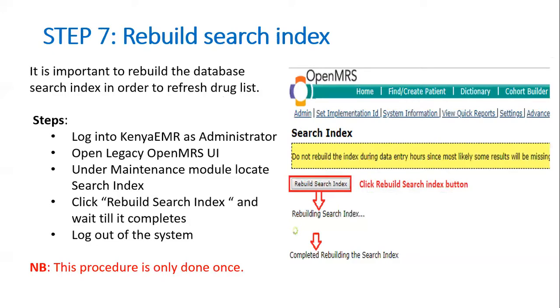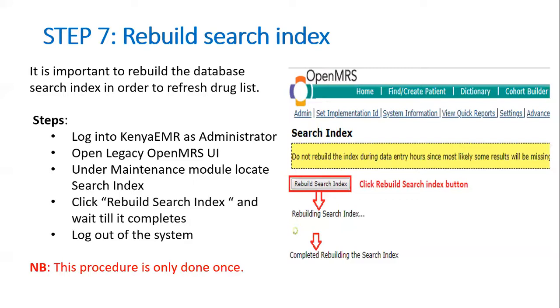So the second last step right now is to log into KenyaEMR and into OpenMRS so that we can rebuild the search index. When we do this upgrade, it affects the database structure, it affects the arrangement of the tables and the index within those tables. So what happens at this stage is that we need to rebuild the indexes. So how do we do this?